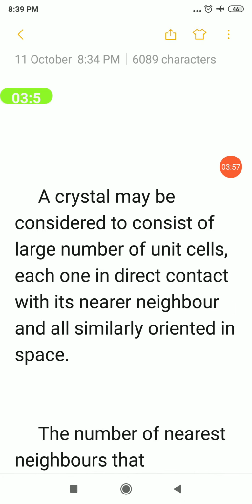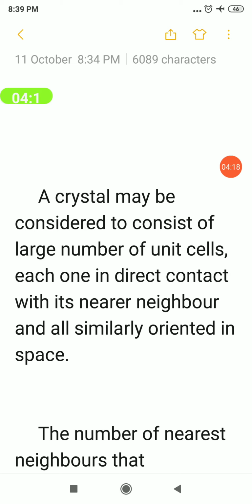And this is the same as I told you. A crystal lattice will be made by a number of unit cells. A crystal may be considered to consist of a large number of unit cells. Each one is in direct contact with its nearest neighbor. Every unit cell is in contact with its nearest neighbor. And all will be similarly oriented in space.